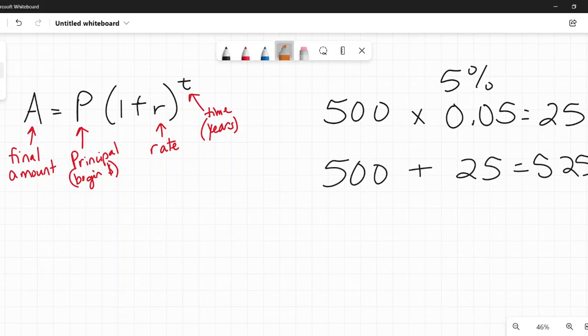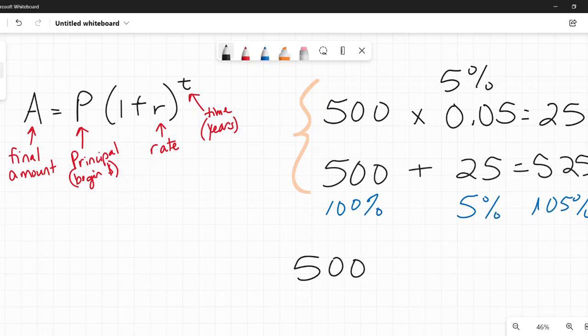Well, is there a way that I could combine those 2 steps, make it easier to figure out how much I'm going to make every single year? Well, there is. 500 is the same as 100% of what you started with, and 25 is the same as 5% of what you started with. So 525 is the same as 105% of what you started with. So I could say, I multiply what I started with by 105%. Or I can rewrite 105% as 1.05. And I would get the same answer.